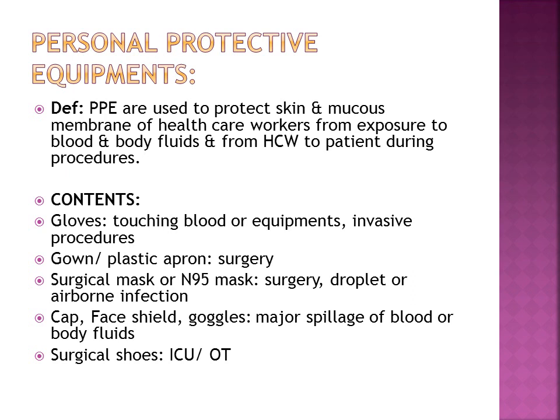So the components are gloves. When you're touching blood or equipment, or doing invasive procedures, you have to use gloves; gown or plastic apron while in surgery; surgical mask or N95 mask for surgery, droplet or airborne infection; cap, face shield, goggles when major spillage of blood or body fluids is expected; and surgical shoes in ICU or operation theatre.